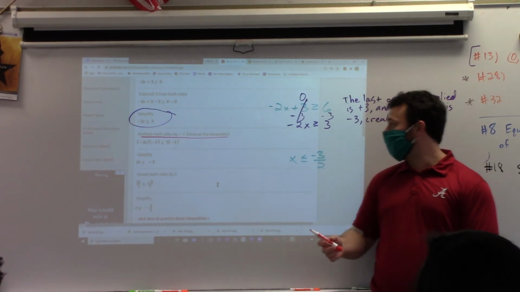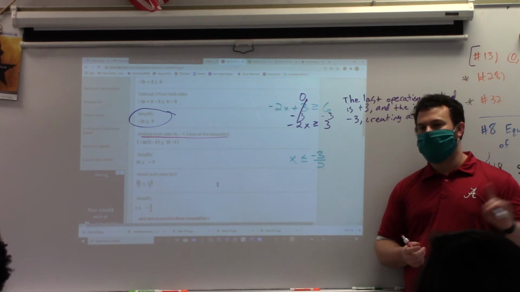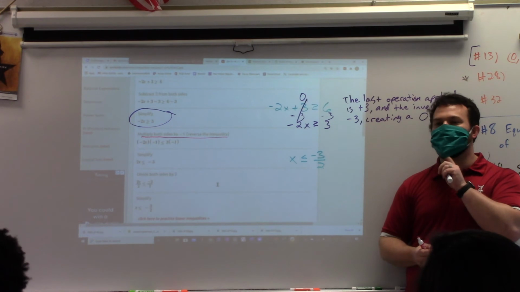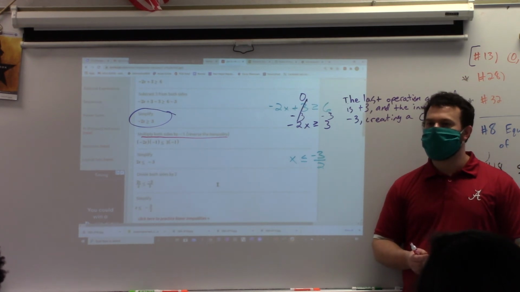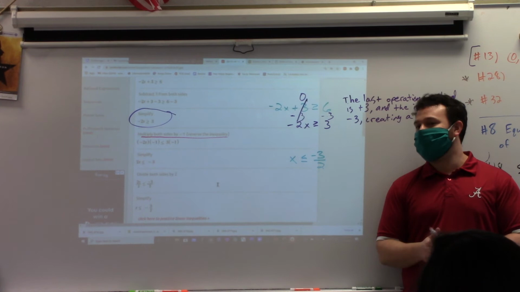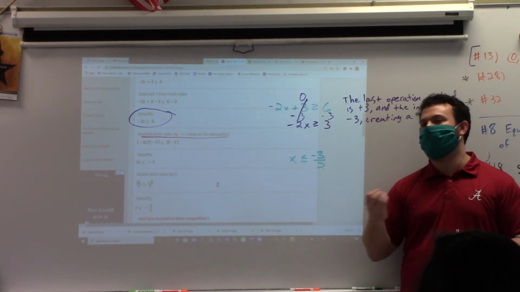So I want to solve for 2x? Like I want to know what 2x is at the end of all this? What's on both sides? Julia, what do I want at the end of all this? -3 divided by 2? Well, -3 divided by 2 is a part of that solution set, yes. But what's on the other side? What do I want on its own at the end of all this?